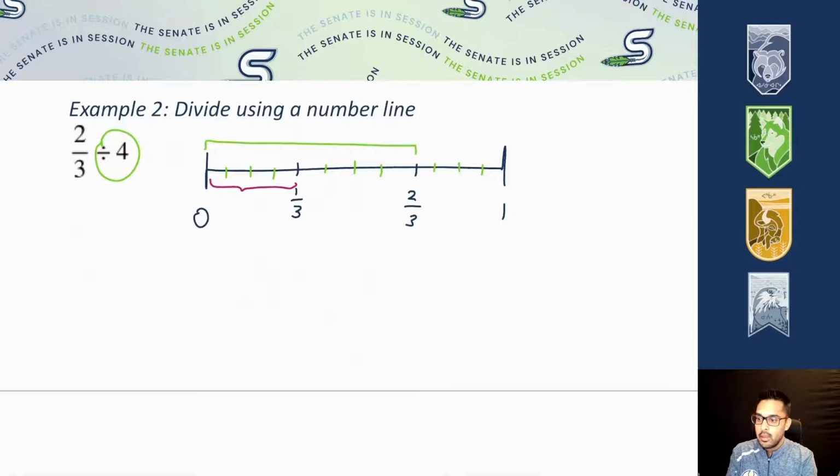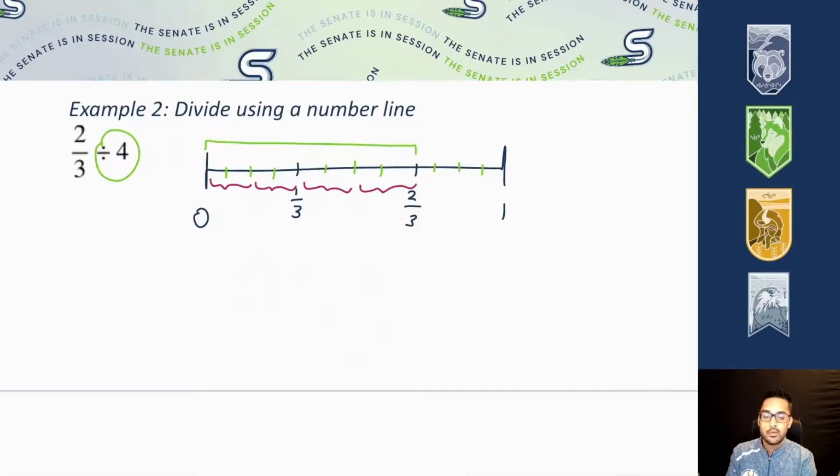Oh, sorry, 4 equal parts. My mistake. So how many do I have? 1, 2, 3, 4, 5, 6, 7, 8. I have 8 pieces altogether. So 4 equal parts would mean for us that there are 2 in each group. Okay, 4 equal groups of 2.